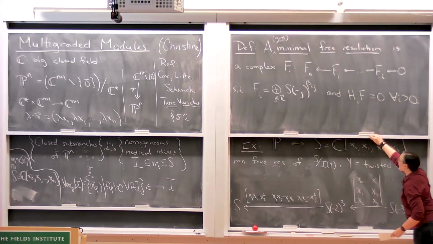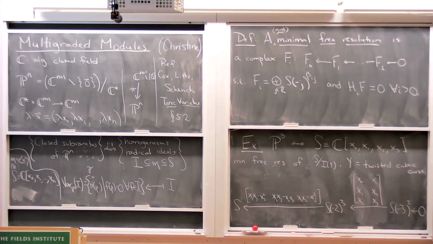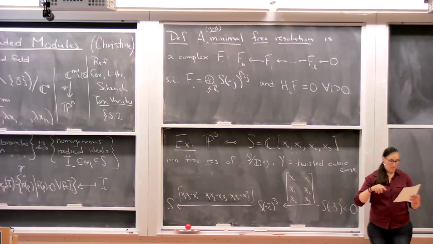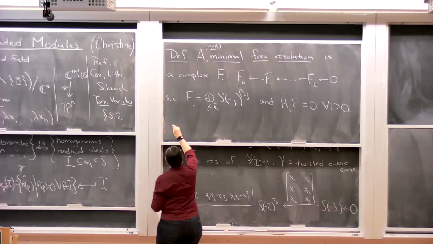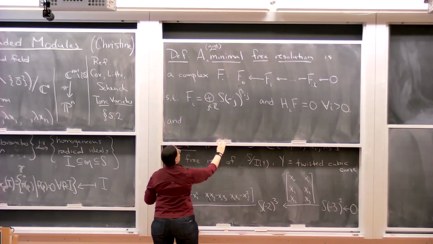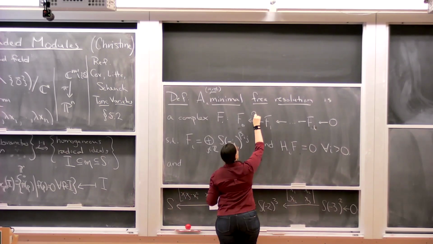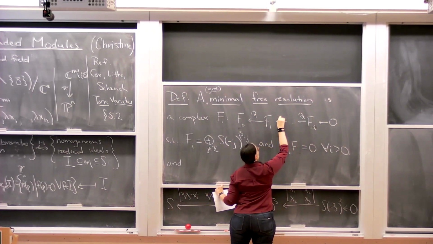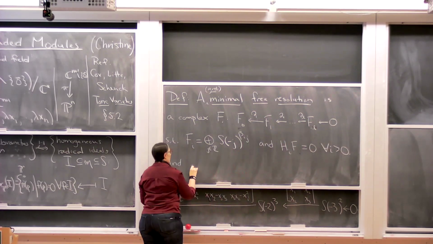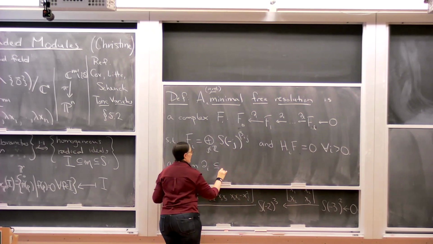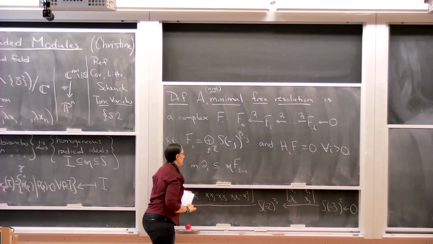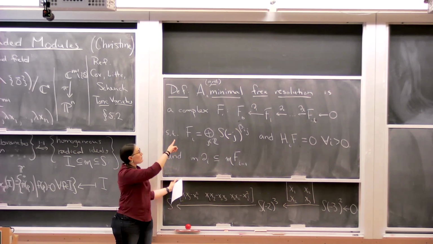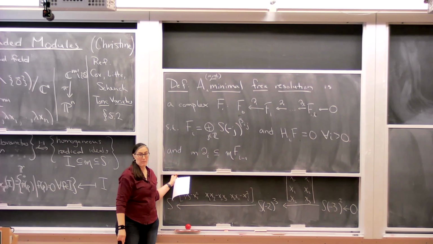I wrote this down ahead of time. I cheated. Twisted cubic, right? So it's a curve inside of P3. Oh, question. Oh, thank you. Yes. And one more condition, I didn't write these down: the image of partial i is contained in the maximal ideal times F_{i-1}. So in other words, if I fix bases and write down matrices, I don't have any units in my maps.